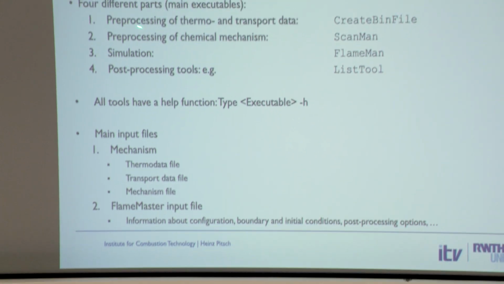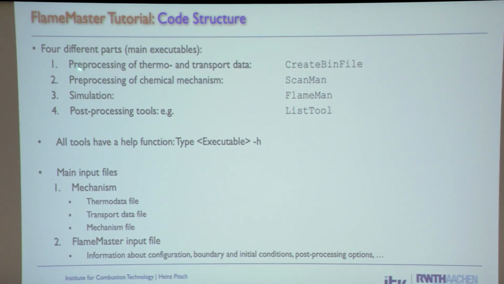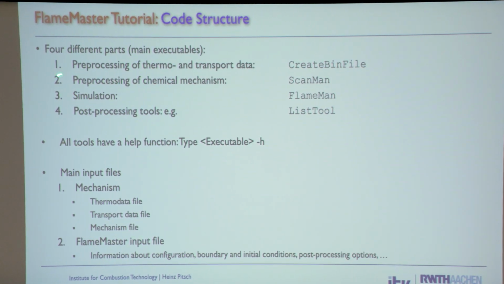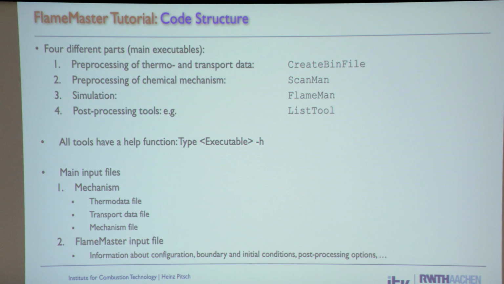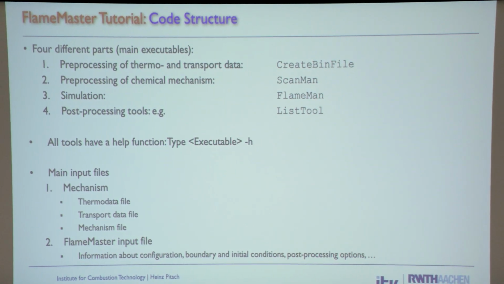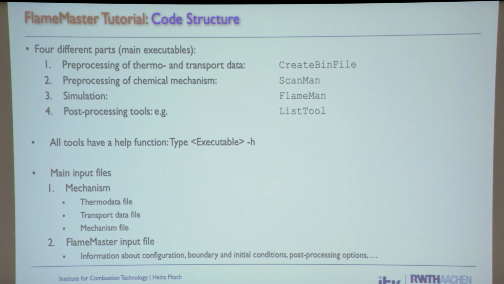This is the code structure. There are 4 different parts: pre-processing, which is in 2 steps, then the actual simulation, then post-processing. Let's say you start out. The typical files you have as a chemical mechanism are a mechanism file, one file that has the thermochemistry data, and one file that has transport data.